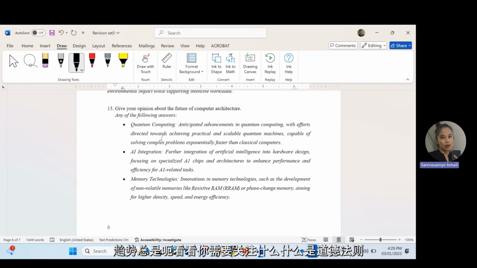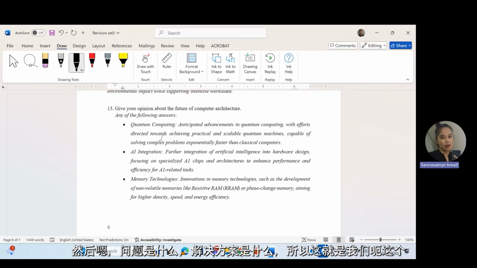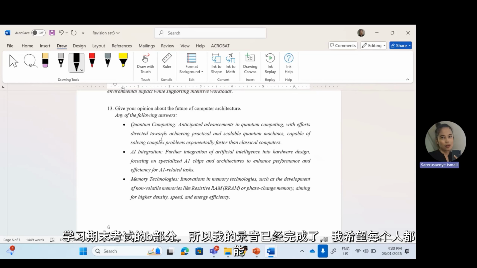For the computer trends, always look at what you need to focus on: what Moore's law said, what the data center features are, the architectures for data centers, and after that, what is the problem and the solution to solve it. All these things will be in your final exam for the case study in part B. So this set of revision number 3 covers the case study part B in your final exam. I'm done with the recording.